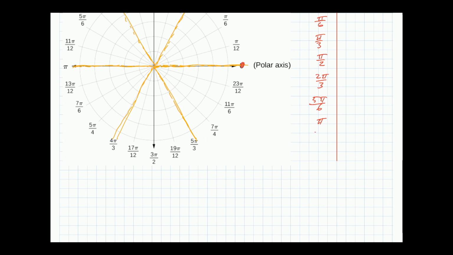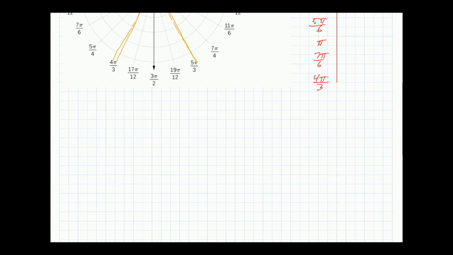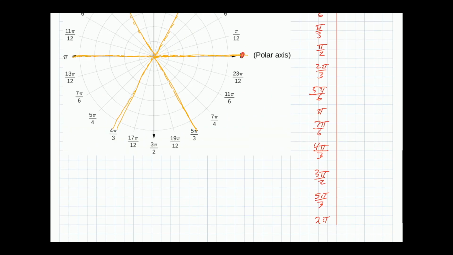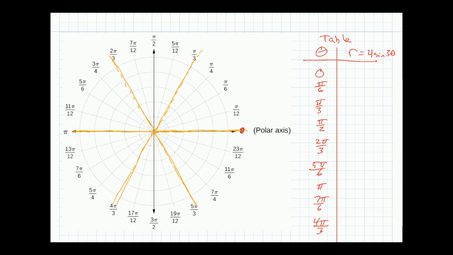Keep going. Looks like 7 pi over 6, and then 4 pi over 3, and then 3 pi over 2, and then 5 pi over 3, and then we're back at 2 pi, which should take us all the way around the circle. And let's figure it out. So you calculate these on your calculator here. R equals 4 sine, in this case, 0. So that's 0. And then you've got 4 sine pi over 6, which is a half. So that's going to be 2.